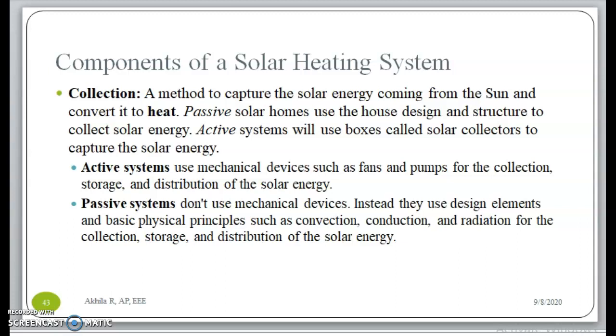So you have two types, that is passive and active. Passive solar homes use the house design and structure to collect the solar energy, and active systems will use boxes known as solar collectors to capture the solar energy. Active systems use mechanical devices such as fans and pumps for the collection, storage, and distribution of solar energy. And passive systems don't use mechanical devices. Instead, they use design elements and basic physical principles such as convection, conduction, and radiation for the collection, storage, and distribution of solar energy.